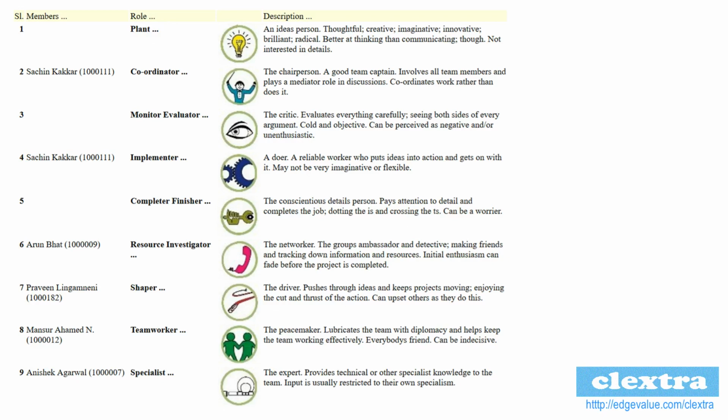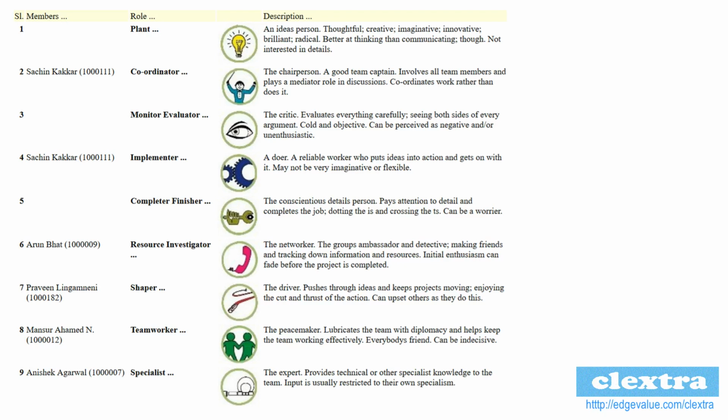A seventh role is the shaper, the driver, who pushes through ideas and keeps projects moving, enjoying the cut and thrust of the action. Can upset others as they do this. So eventually, this is the person who tries to meet the deadline. So if you have cost overruns, time overruns, you need that person, or shaper characteristics, in the team to ensure that your projects do get completed on time.